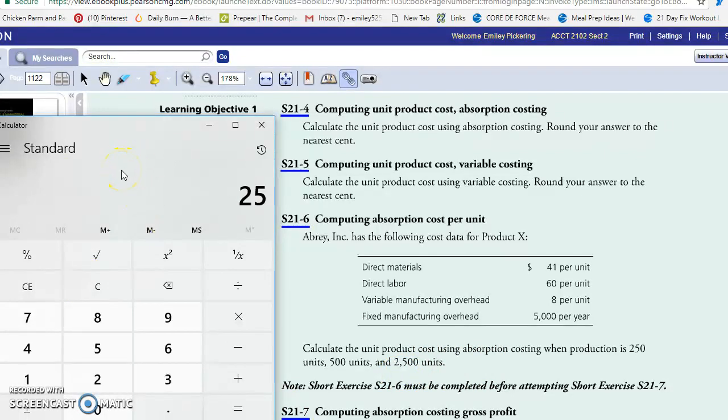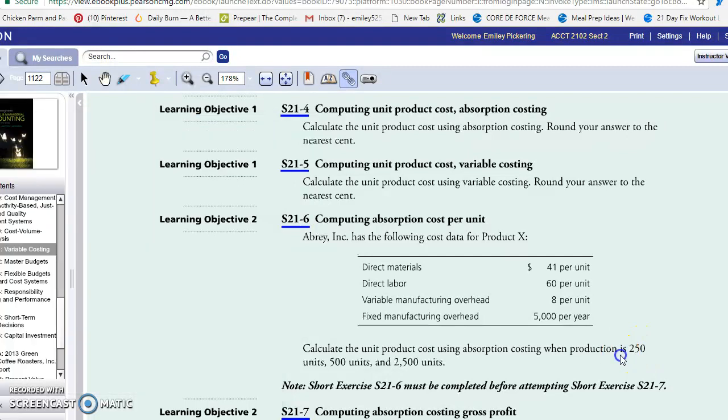And then as you can imagine, for the 2,500 units, the cost again will go down. So I'm going to do 5,000 divided by 2,500, $2 per unit. And then I'm going to add my material, labor, variable overhead. So 111. So as you can see, as you make more, your cost per unit goes down because you have fixed manufacturing overhead. Fixed stays the same regardless of how many you make, which means that the more you make, the less the cost per unit is going to be.